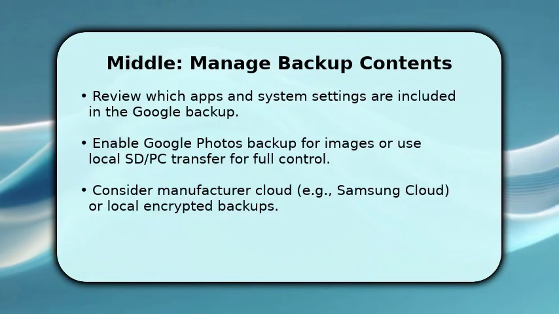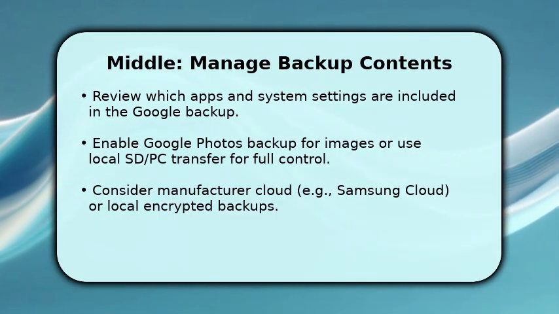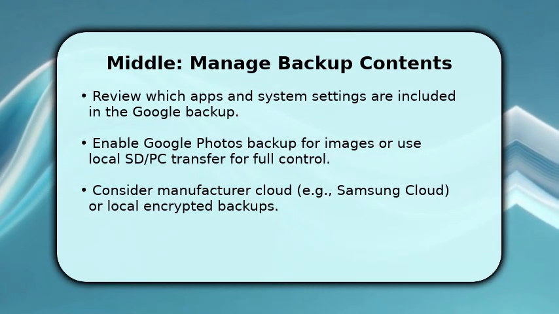Once done, make sure the account listed is the one you want to use for restores, because restores pull from that specific Google backup. Now you manage what actually gets backed up. Open Backup Details and review the list of apps. Some app-specific settings require in-app export. For photos and videos, enable Google Photos Backup or export to an SD card or PC if you need originals.